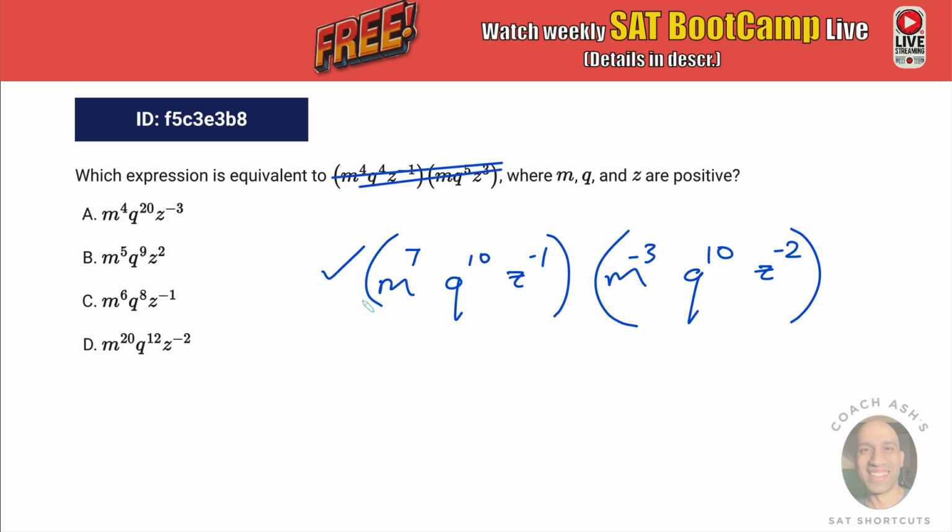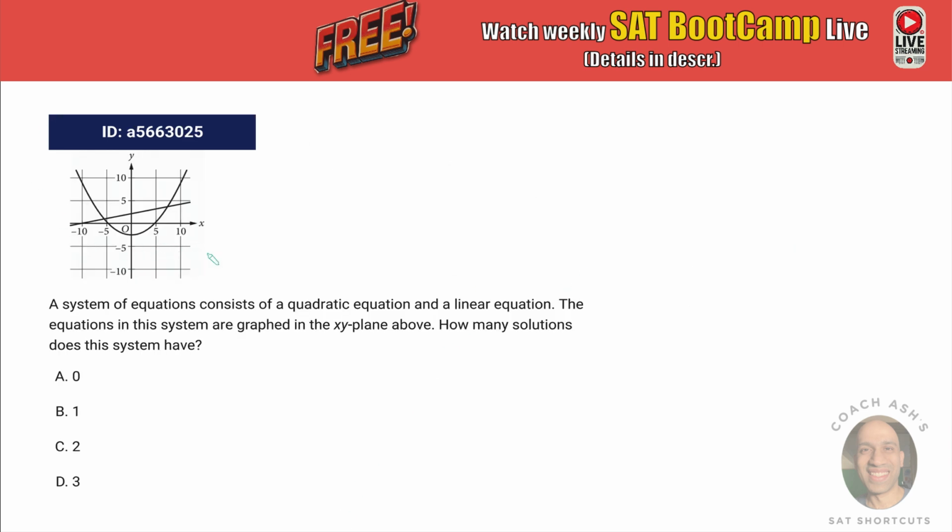Now see if you can solve this one and tell me which of these is correct. So post your answers in the comments. Remember, all you need to do is look at the M, look at this M here, add the exponents, and there's your answer.